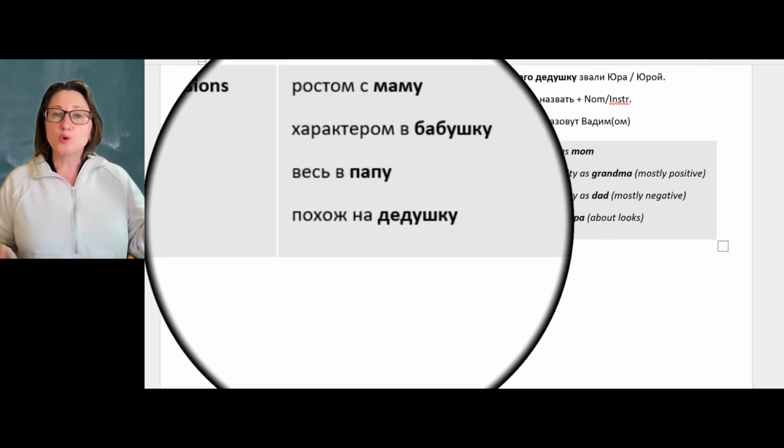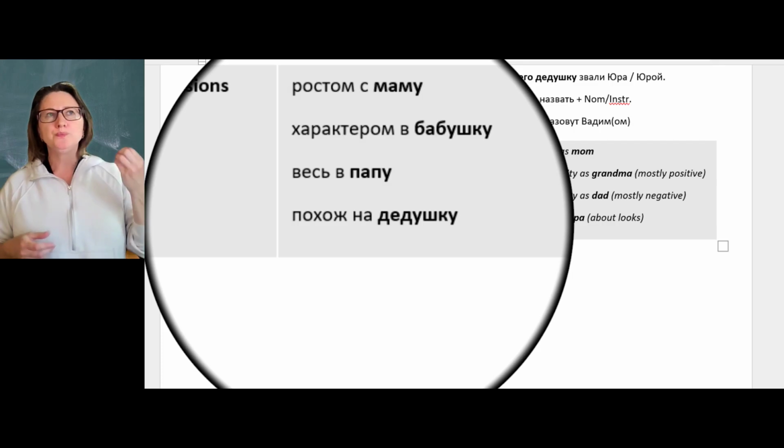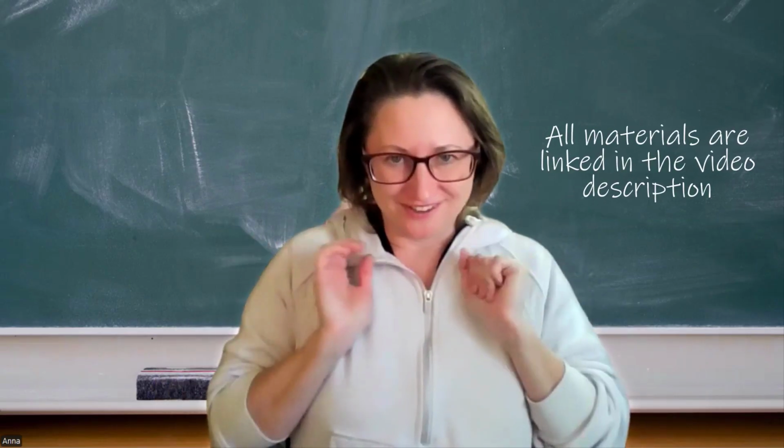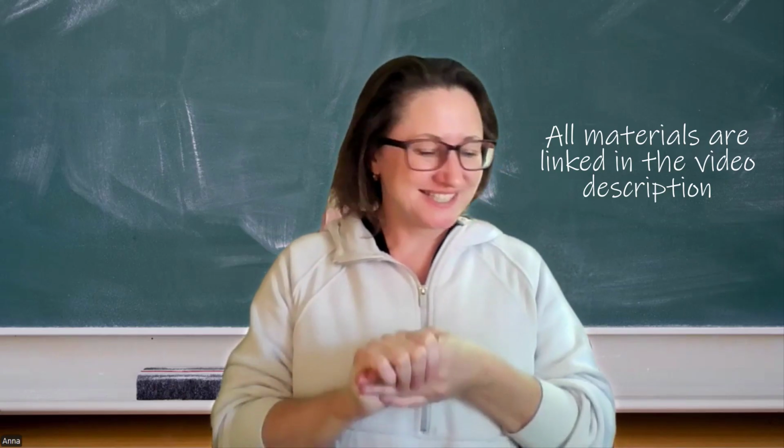And the last one, похож or похожа, похожий на plus accusative. Whoever we look like, похож на брата, на маму, на сестру, на прадедушку, прабабушку, looks like somebody, and that somebody is gonna be accusative. Okay, we are done with the accusative case context.